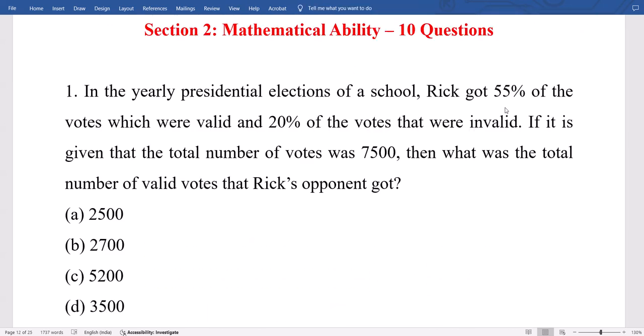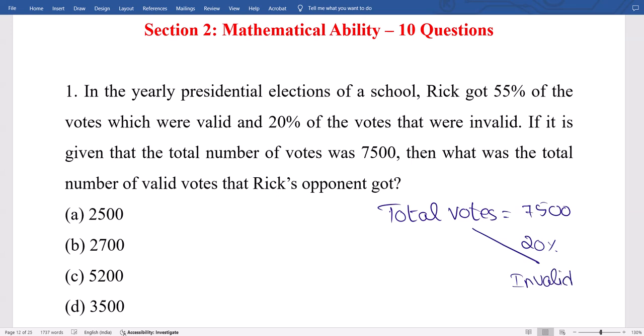A question related to mathematical ability. An elections related question. Ricky got 55% of the votes which are valid. So among valid votes, he got 55. Generally total votes include polled and not polled, but here there is no discussion regarding that. So we have to say total votes, valid and invalid. Total votes are 7,500 and 20% are invalid. 10% is 750, 20% means 1,500. 1,500 are invalid, so valid votes are equal to 6,000.